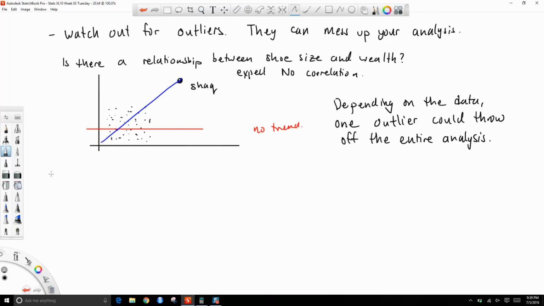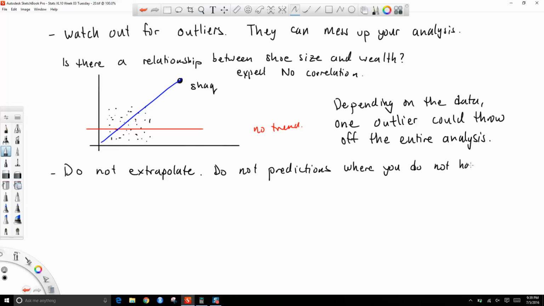Okay, and then the other thing that you don't want to do is extrapolate. In other words, do not make predictions where you do not have data. Here's a silly example. Let's say you have a child, or maybe someone with a young child.